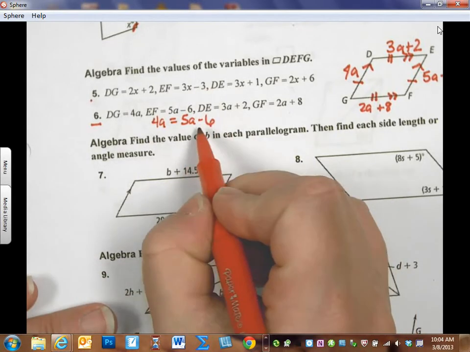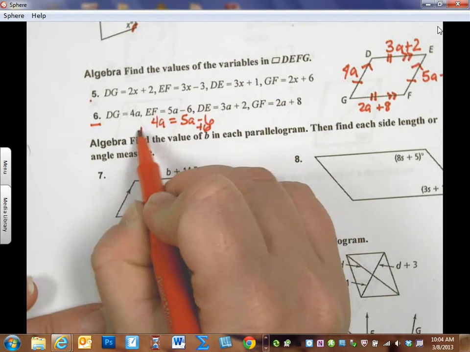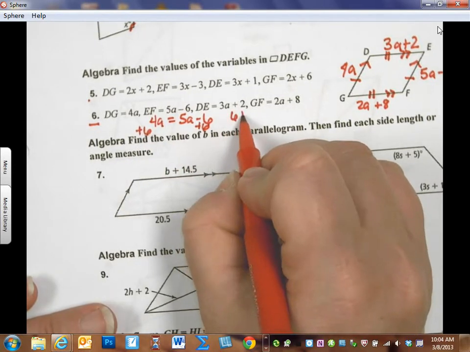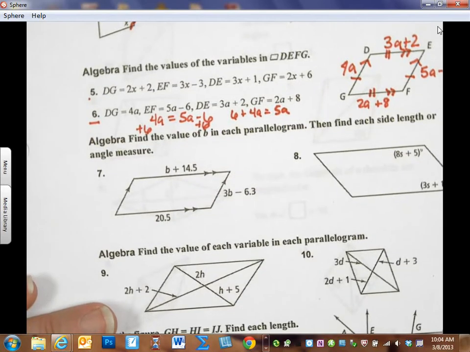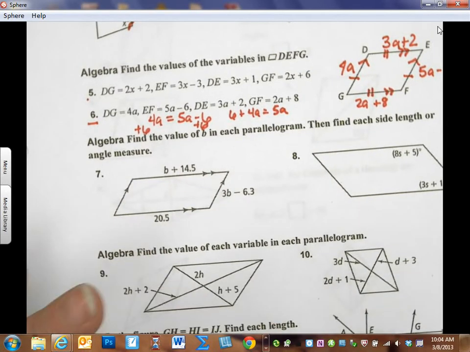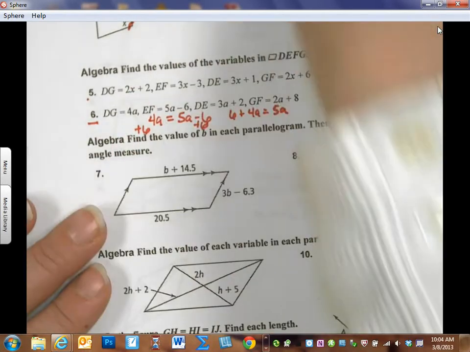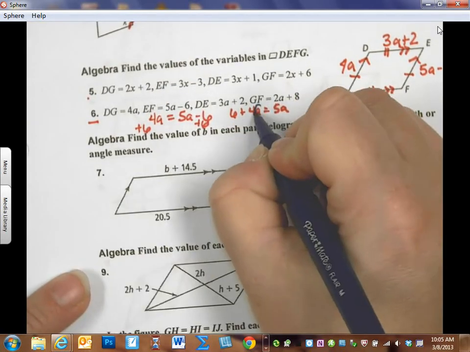Okay, if I add 6, I'm going to be moving it over here, right? Why do you want to do that? To get 6 plus 4a equals 5a. Now what do you want to do? And then you do 5 plus 5, 10a. Then I'm going to have nothing over here. Oh, wait. Okay, remember your first rule. Circle what you want to know. I want to get this a by itself, right?